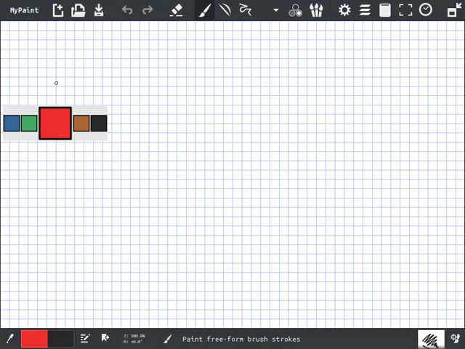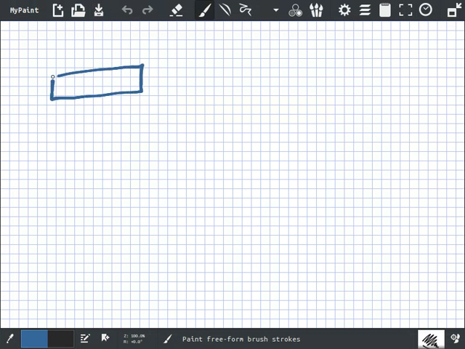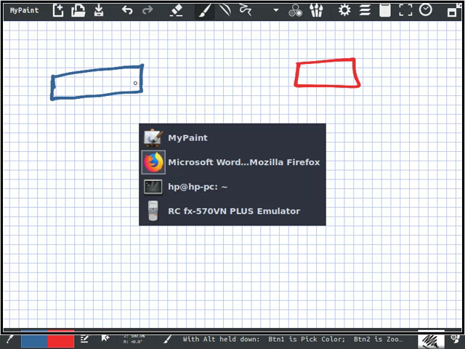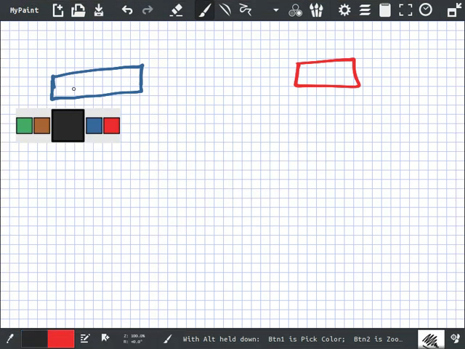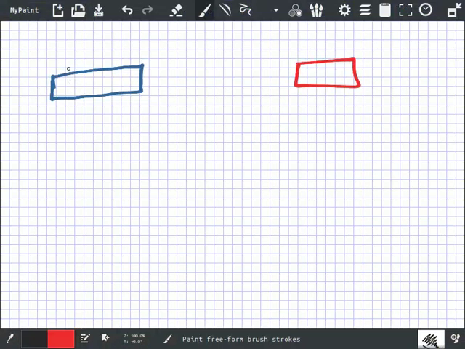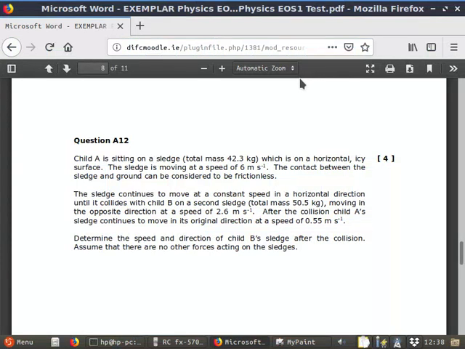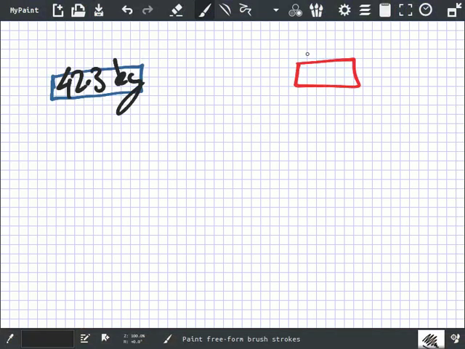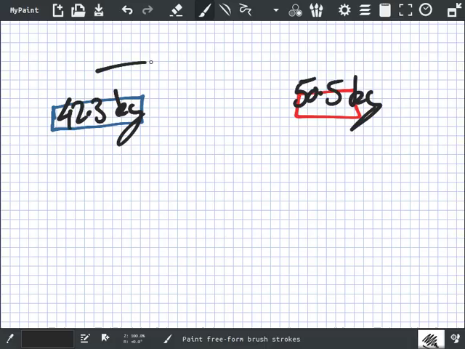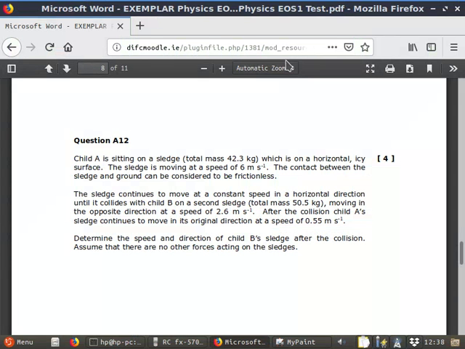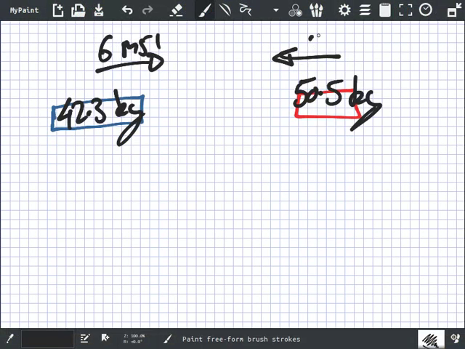Right, so here is the bad child, and here's the good child. What is the mass of child A here? That is 42.3 kilograms, and what's the other one? 50.5 kilograms. Now, before the collision, this guy is going right with 6, and this guy is going left with 2.6.